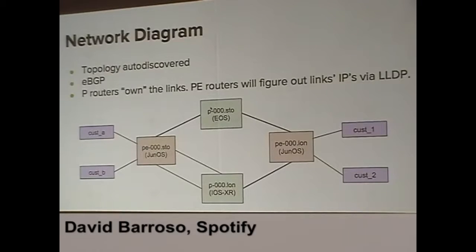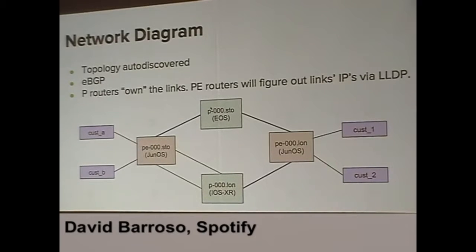What we are going to do in the demo is we are going to deploy this network. It's a really simple network. It's not supposed to be like a production network, because it's not, and it probably wouldn't work. But it's just to prove a point. We have 2 P routers. One is running EOS, another one is running IOS XR. Then we have 2 PE routers that both are running Junos.